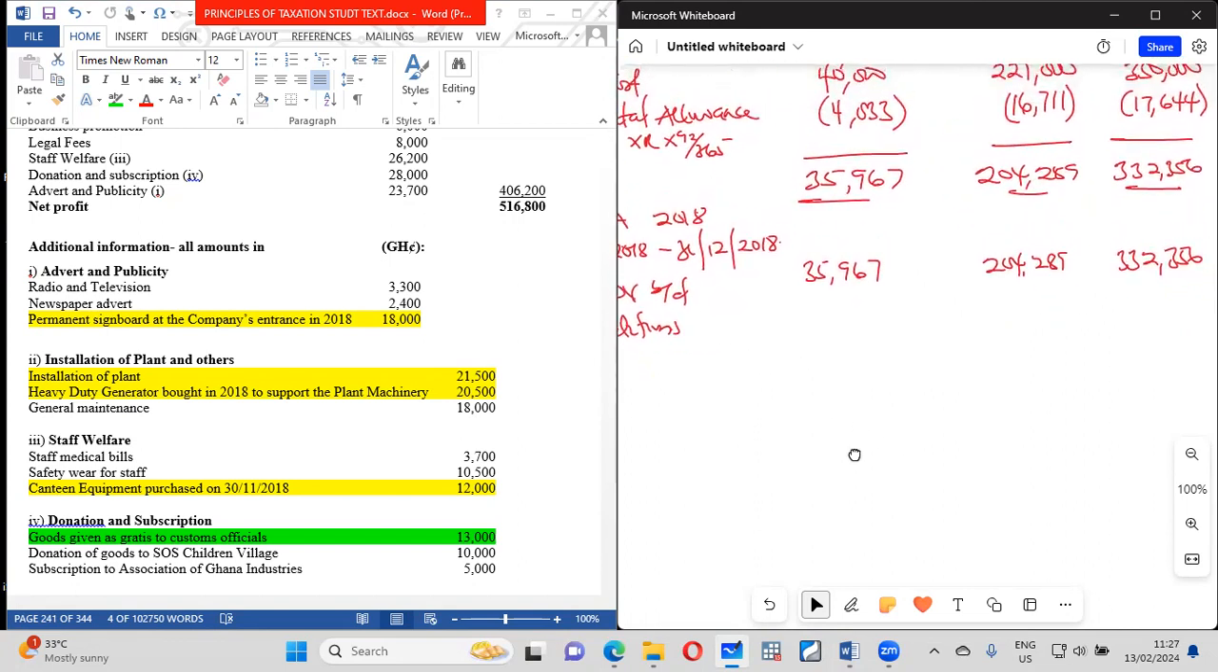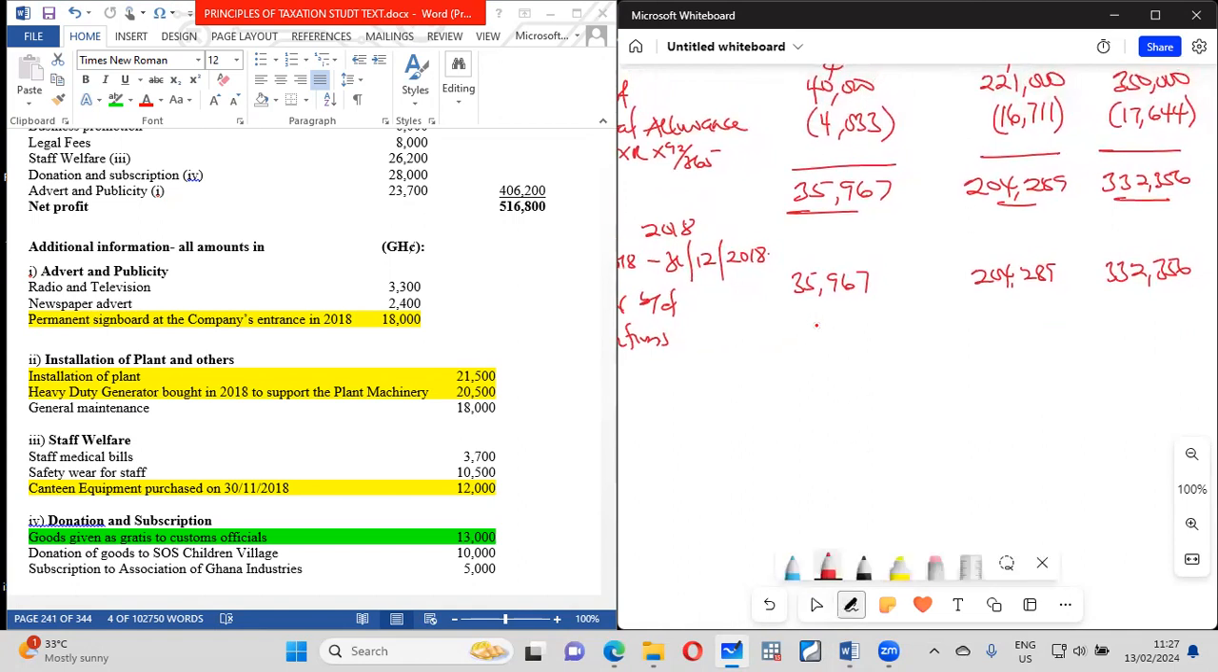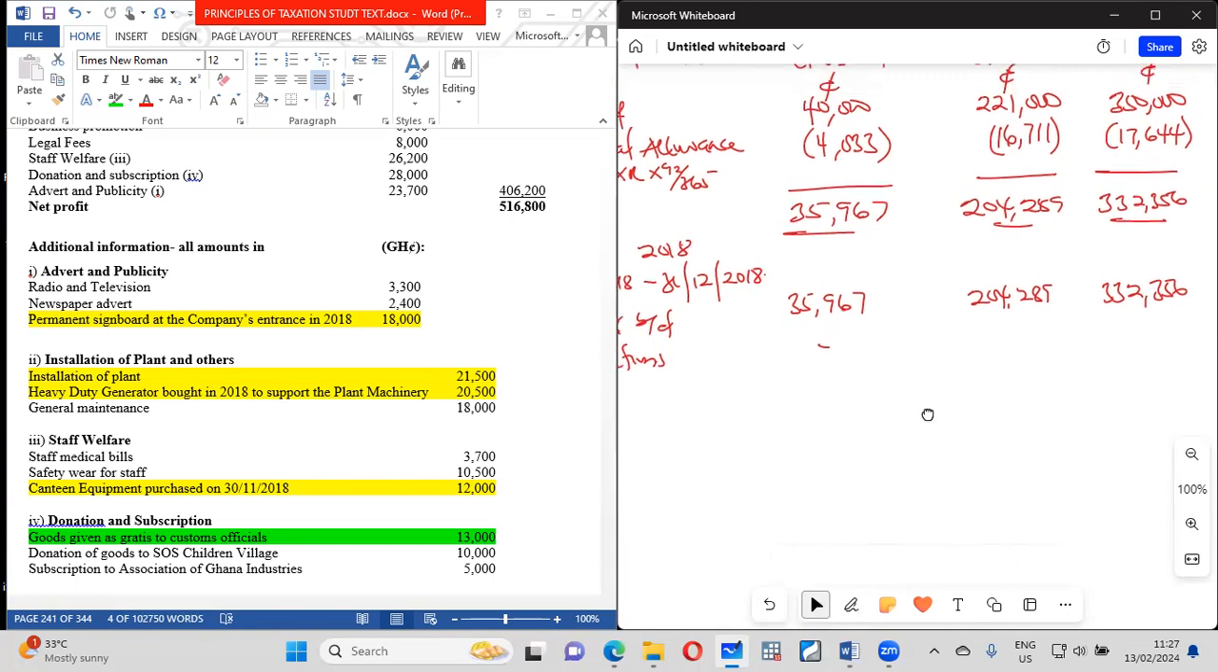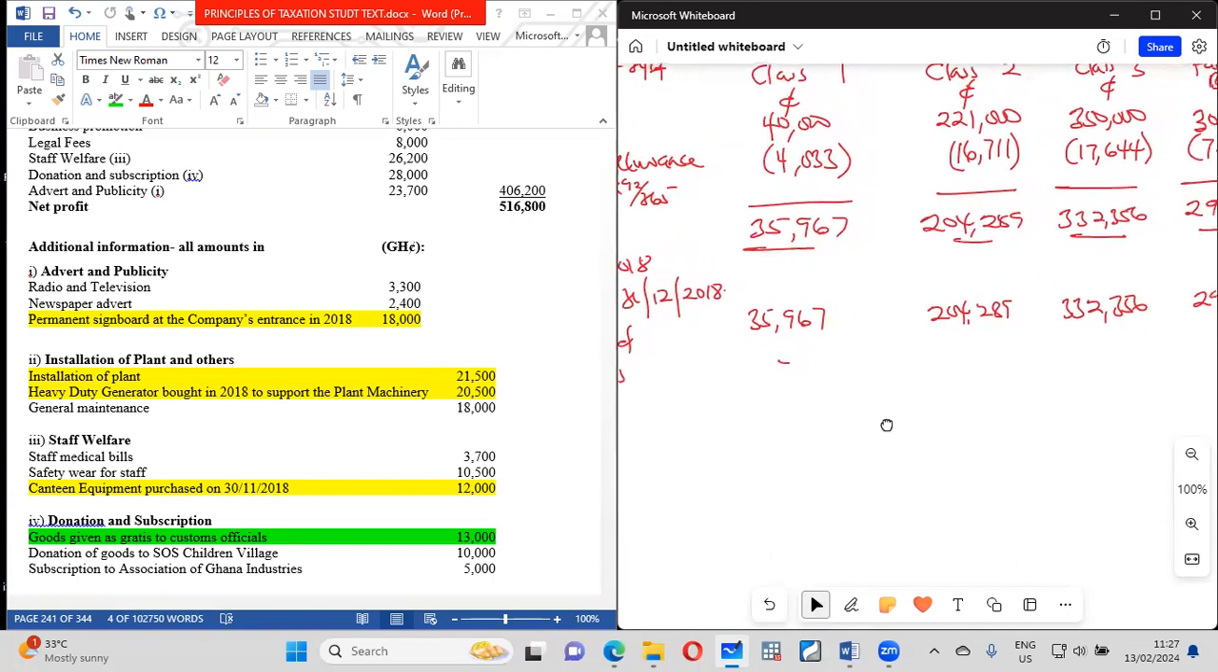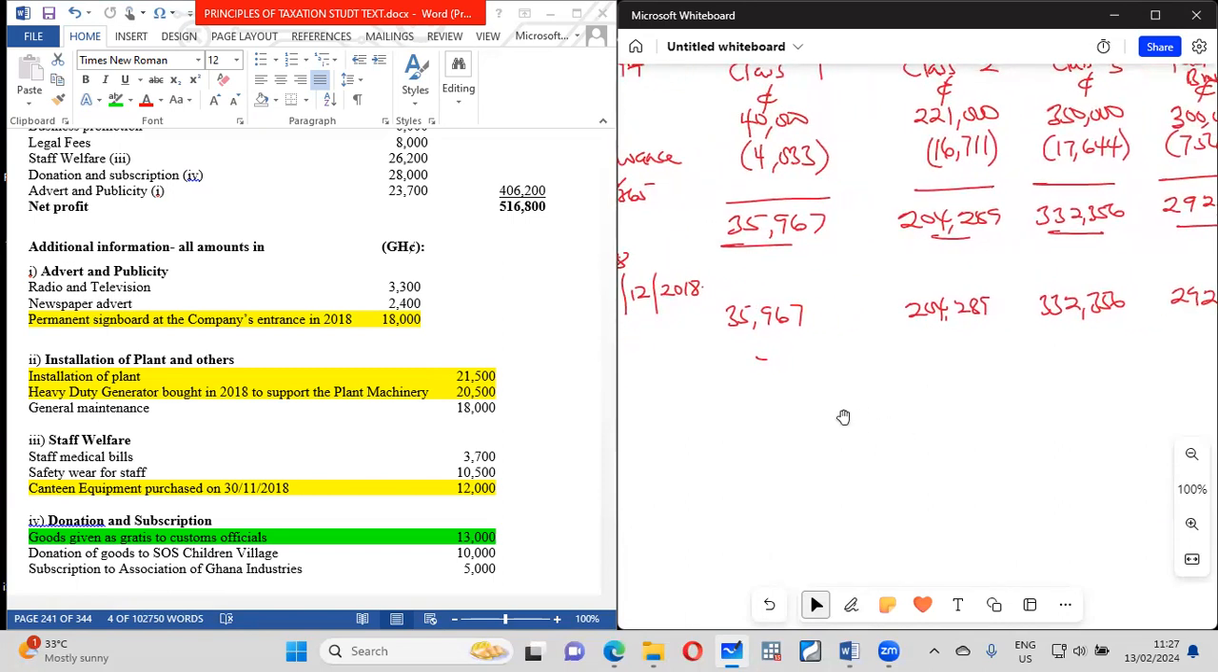There was no computer addition, so there's no addition for computer. There was installation of plants and a heavy duty generator also to support the plant. All these things happened in 2018, and these are in class 2. So we need to add those two as an addition. We have 21,500 plus 2,500, which gives me 42,000.